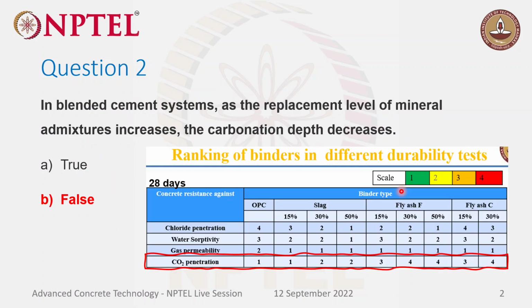The carbonation depth increases. This is where sir has compared OPC with slag, class F fly ash, and then class C fly ash. Comparing chloride penetration, OPC performs very badly, but slag and fly ash both perform very well. Coming to water solubility, again blended cements perform better, and for gas permeability also blended cements perform well, but only when it comes to carbon dioxide penetration, OPC performs better because of the availability of Portlandite.